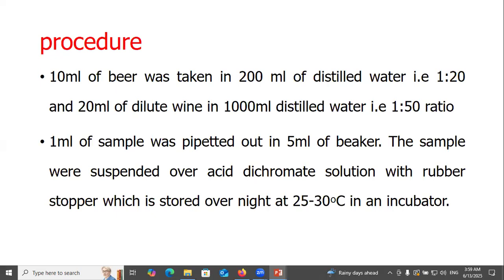Procedure: 10 ml of beer was taken in 200 ml of distilled water, that is 1:20 in ratio, and 20 ml of wine in 1000 ml distilled water, that is 1:50 ratio. 1 ml of sample was pipetted out into a 5 ml beaker. The sample was suspended over acid dichromate solution with a rubber stopper, which is stored overnight at 25 to 30 degrees Celsius in an incubator.